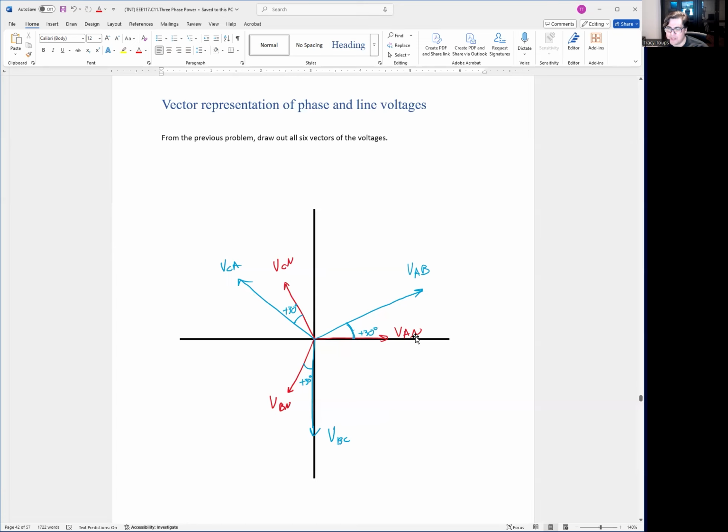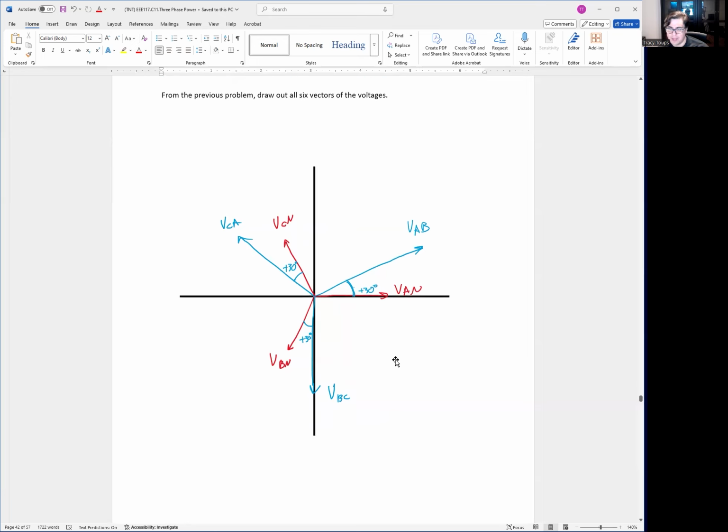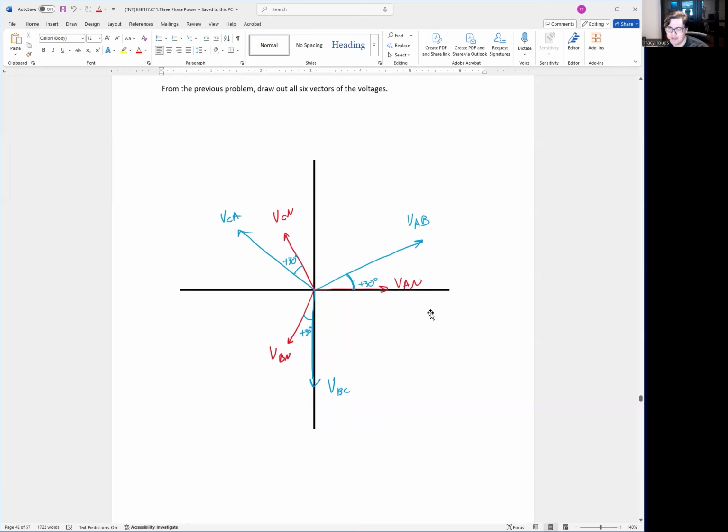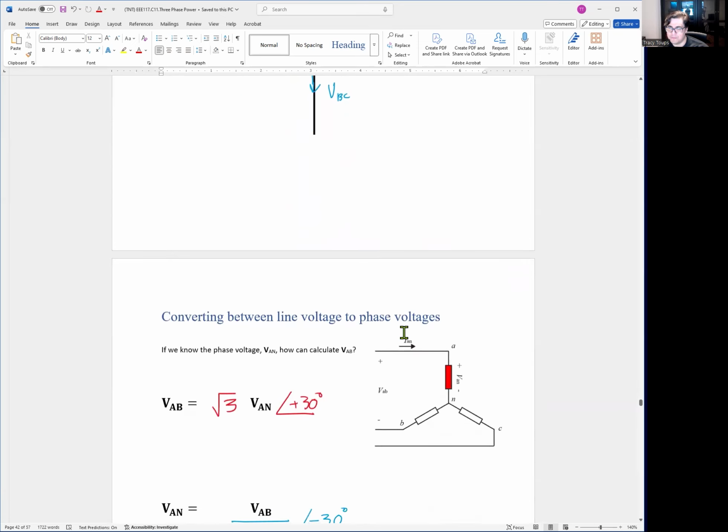Phase and neutral: VAN, VBN, VCN. Line-to-line voltages: VAB, VBC, VCA. There are six voltages you have to keep track of. Remember, as long as you know VAN and VAB, the other two are very easy to calculate. They're 120 degrees off.